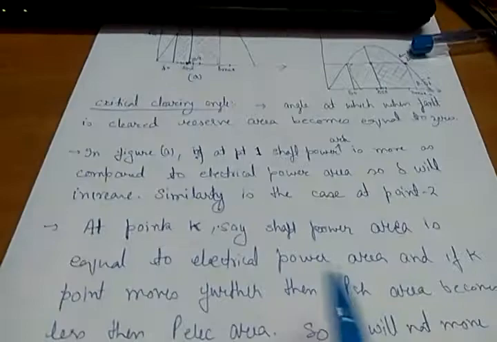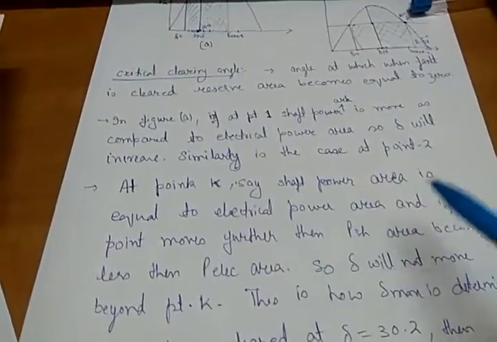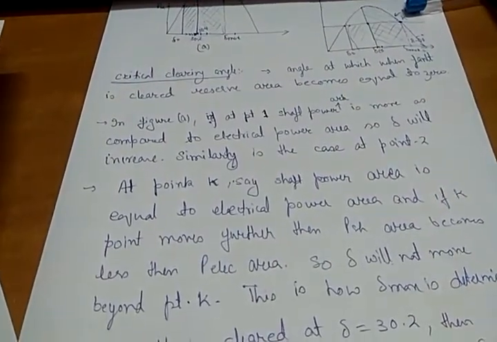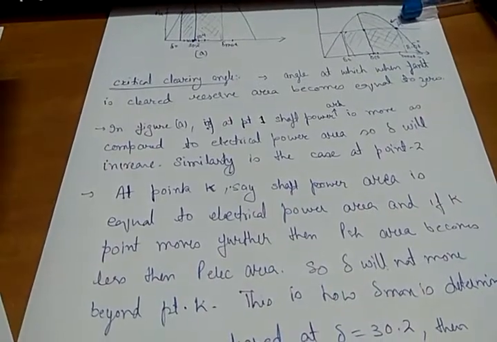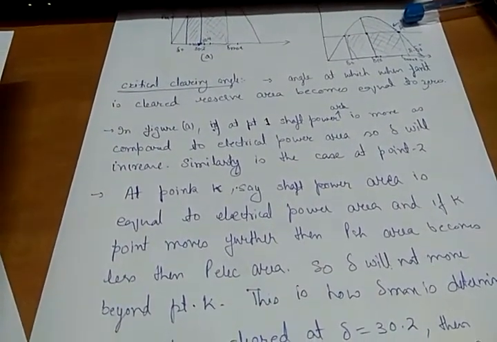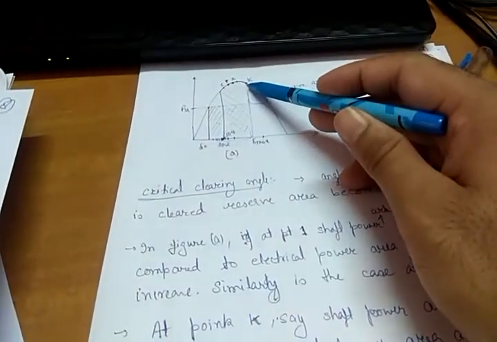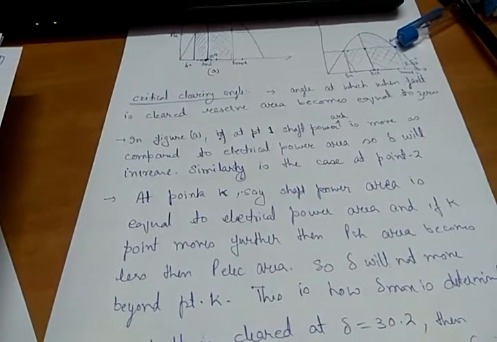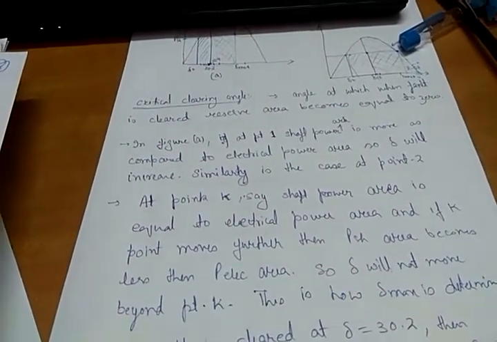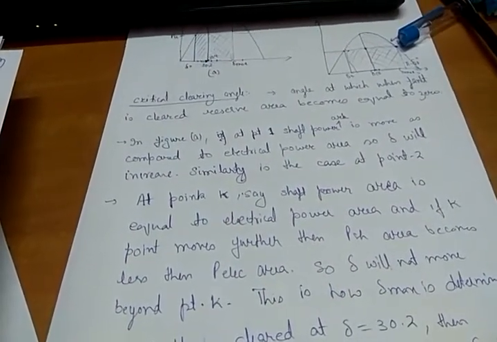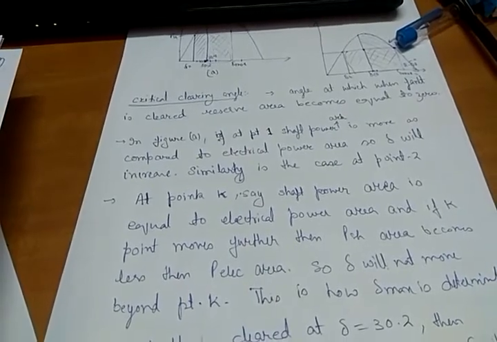So then I am taking a point K. Okay. So I am writing here at point K, the shaft power area is equal to the electrical power area. So if these two areas are equal, at point K the shaft power area is equal to the electrical power area. And if the K point moves further, P shaft area becomes less than the P electrical area.